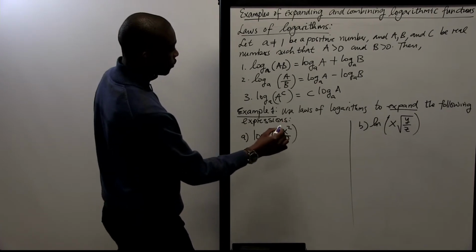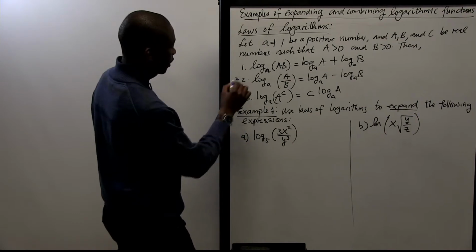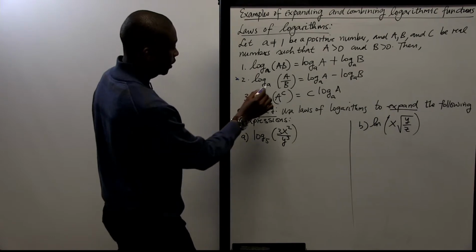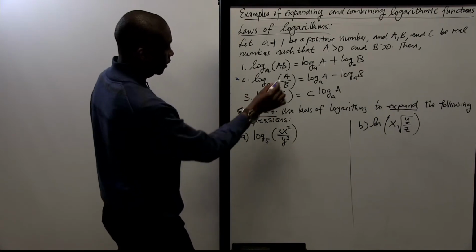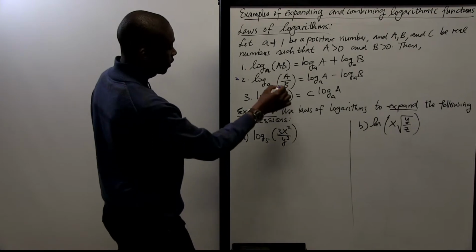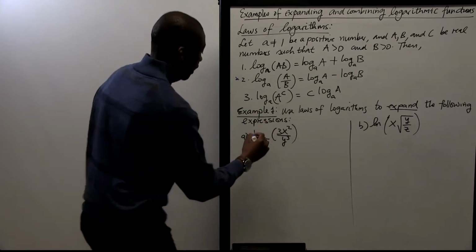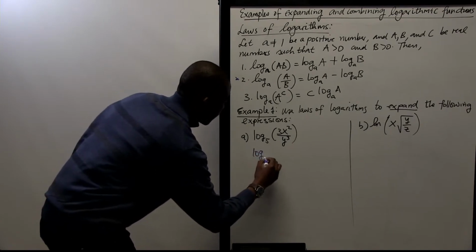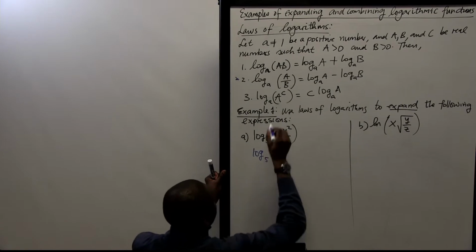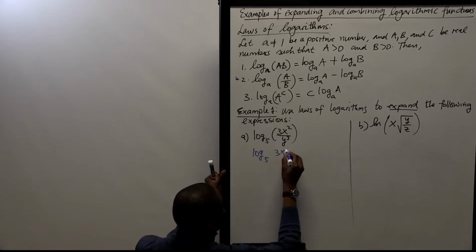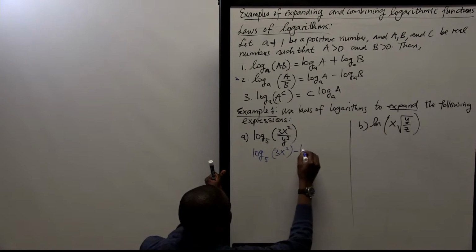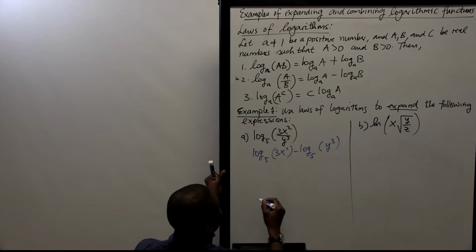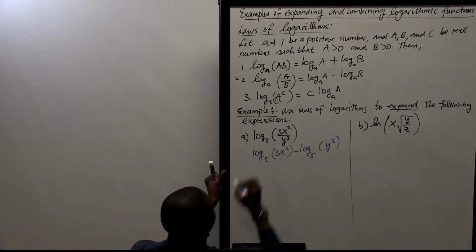So we can use property number 2, which deals with quotients. In this particular case, little a is 5, big A is 3x squared, while big B is y cubed. So by 2, this can be written as log base 5 of the numerator, which is 3x squared, minus log base 5 of the denominator, which is y cubed.